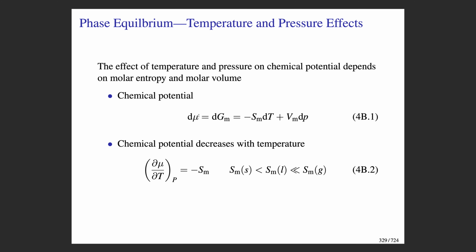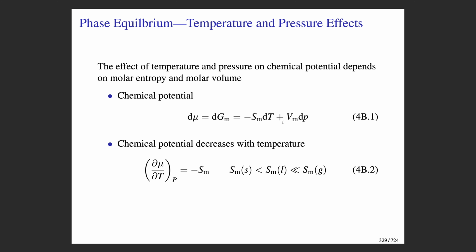First off, for a single component system, that is a pure substance, the chemical potential is defined as the Gibbs molar energy. So just the Gibbs energy of the system in absolute units of energy divided by the number of moles of system. So that's what this mu is, the chemical potential.